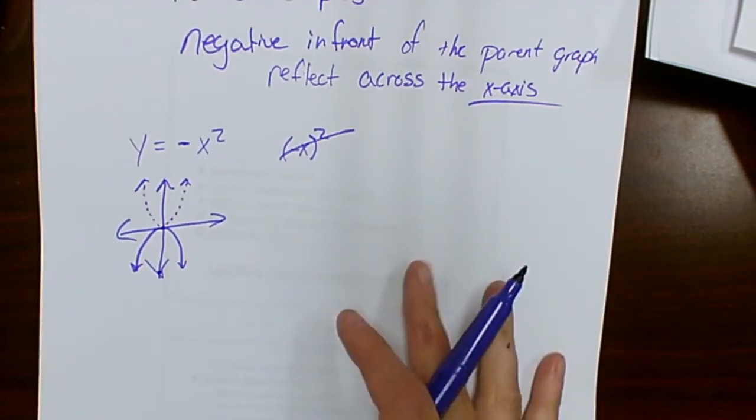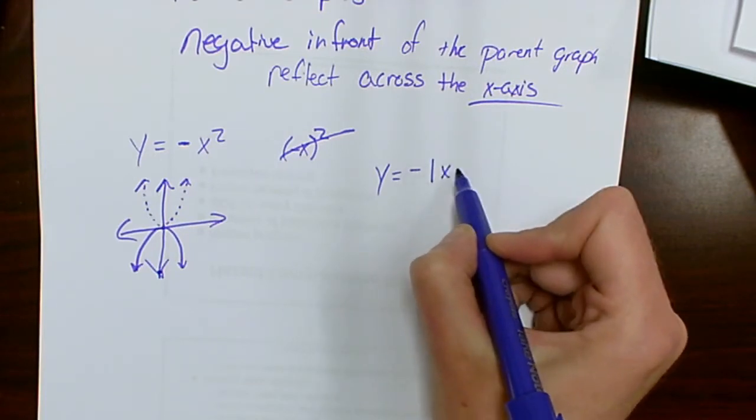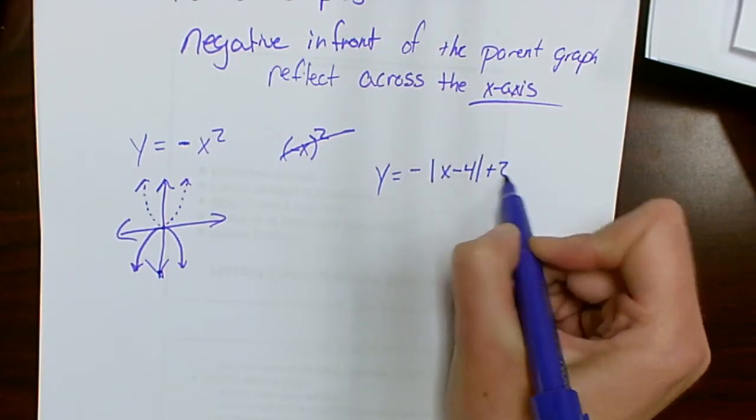It's different when you actually have to move the graph. So let's go ahead and do some combination translations.